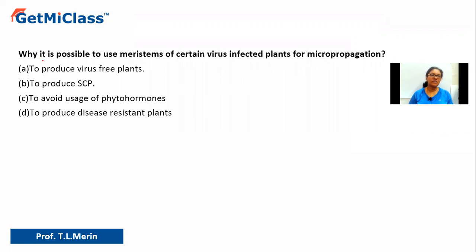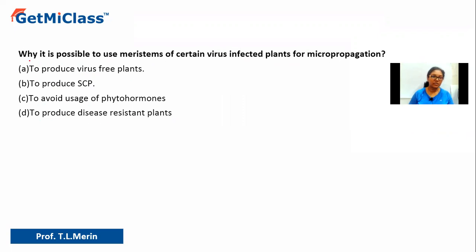So let's solve this question. It says, why is it possible to use meristems of certain virus-infected plants for micropropagation? Option A, to produce virus-free plants. Option B, to produce SCP, that is single cell protein. Option C, to avoid usage of phytochromes, and option D, to produce disease-resistant plants.